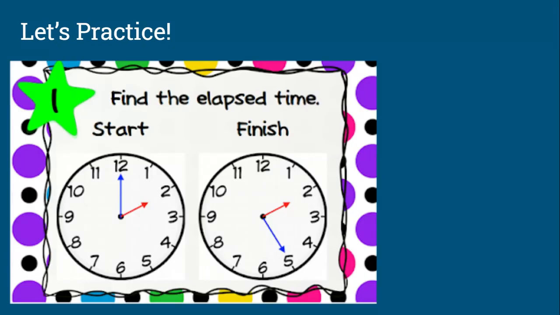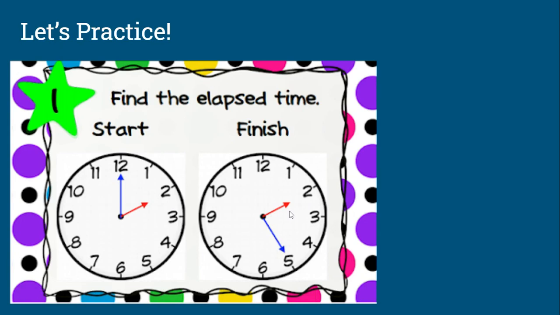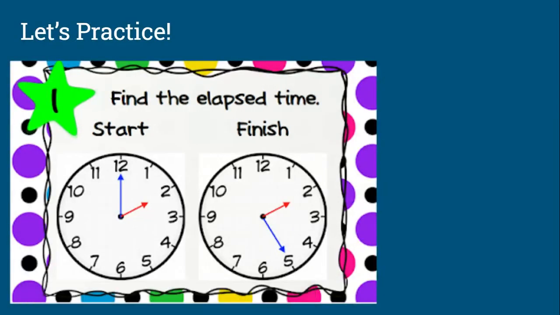All right, let's do it again. Find the elapsed time. So this is your start. It is 2 o'clock. Your ending time is 2. And now let's count our minutes. 5, 10, 15, 20, 25. So 2:25. I will give you a minute to figure out how much time passed from 2 o'clock to 2:25.